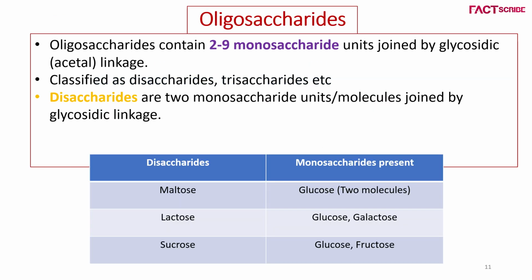Moving on to the next category, oligosaccharides. These oligosaccharides contain 2 to 9 monosaccharide units that are joined together by glycosidic linkage. Again, these oligosaccharides are classified into disaccharide, trisaccharide, tetrasaccharide, and so on.